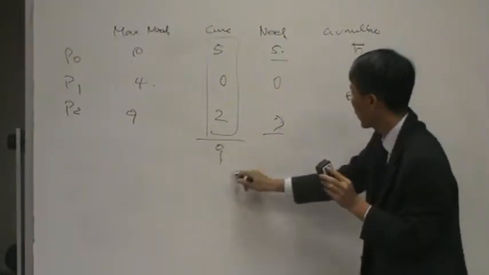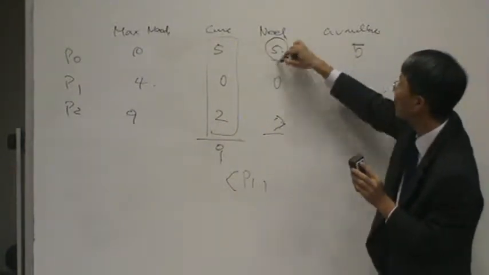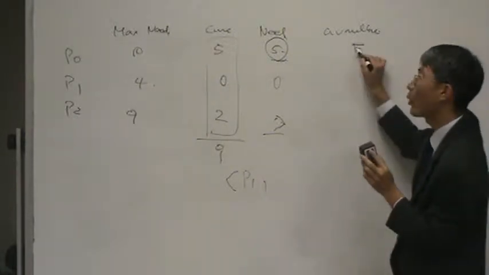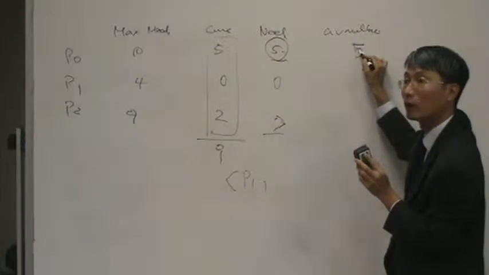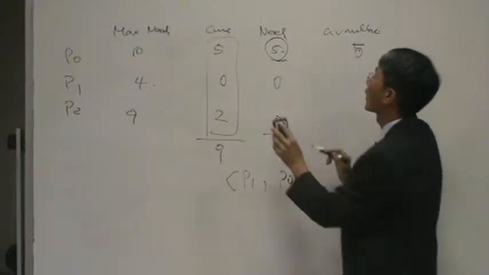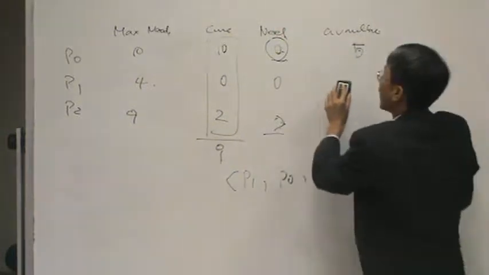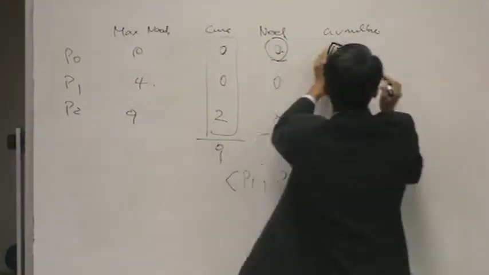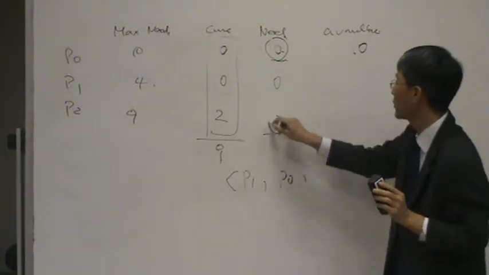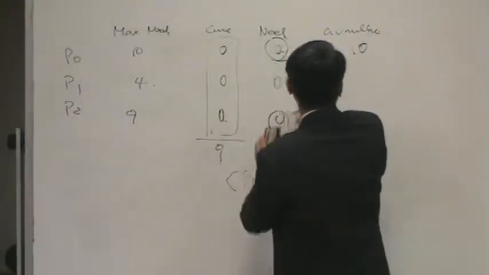Next is either P0 or P2. You can execute P0 because it needs 5 more, and that's enough in the available. So 5 will be granted to P0, and P0 will be terminated with no more need. It held 10, so after completion 10 will be returned, so 10 will be available. Then P2 needs 7 more, so you have enough, and it will be completed. Then 12.